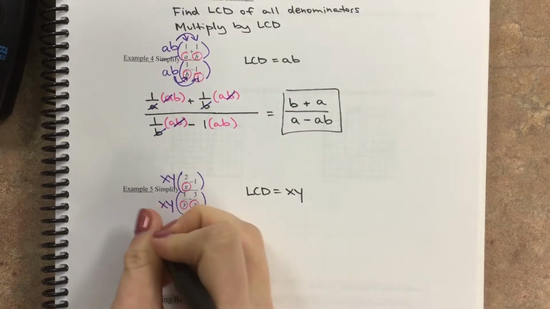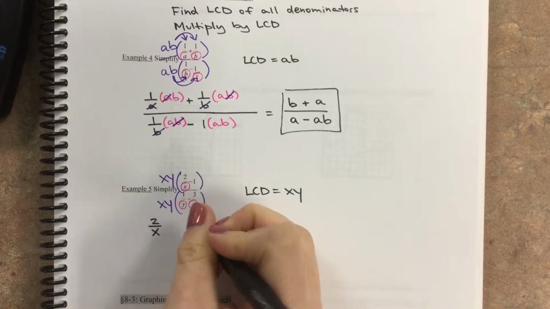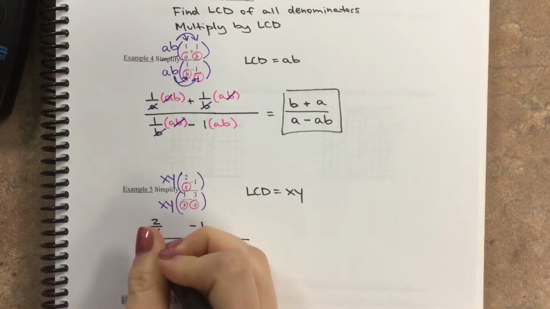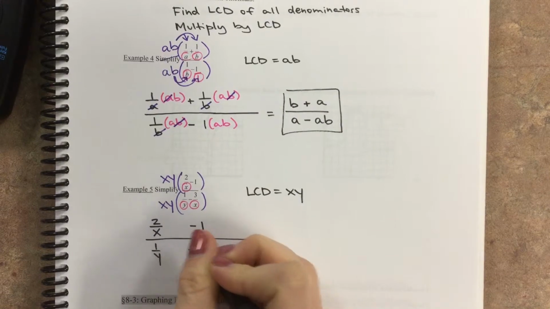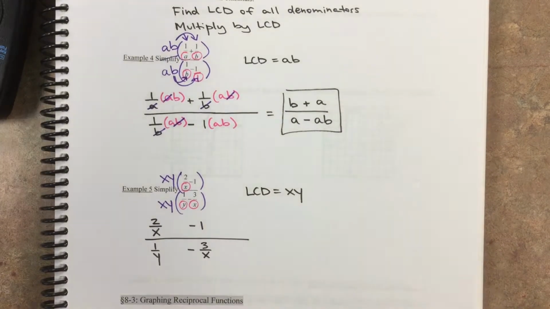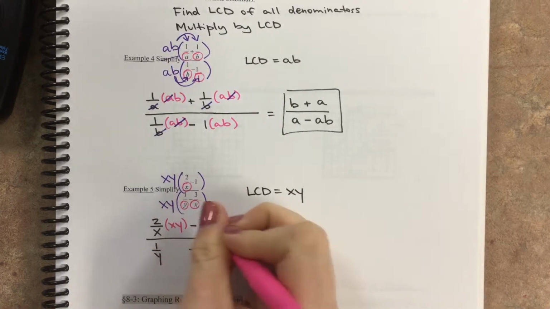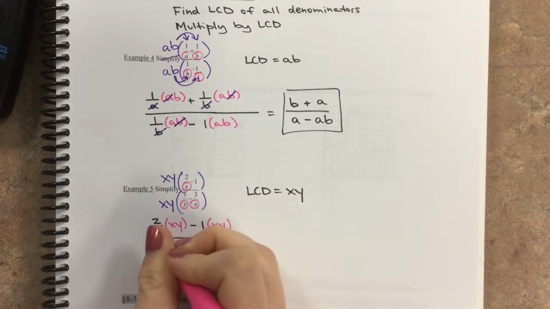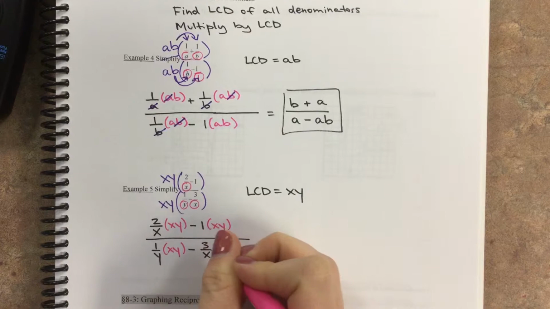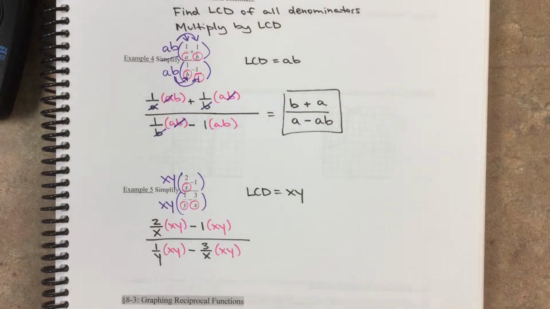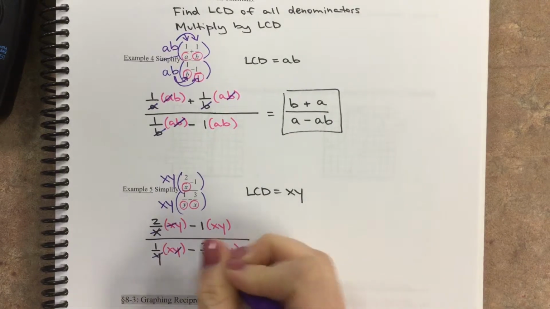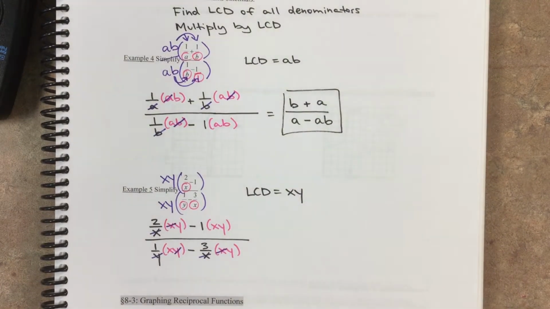So I'll have 2 over x, leave a space, minus 1. And then 1 over y, again leave a space, minus 3 over x. What I'm doing is taking this xy and distributing the xy to every single one of those pieces, and you will see my denominators canceling out. Here, this x will cancel with this x, these y's will cancel, and these x's will cancel.